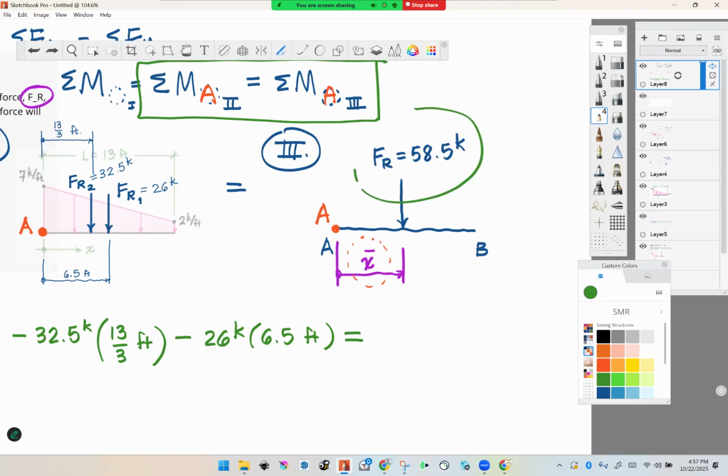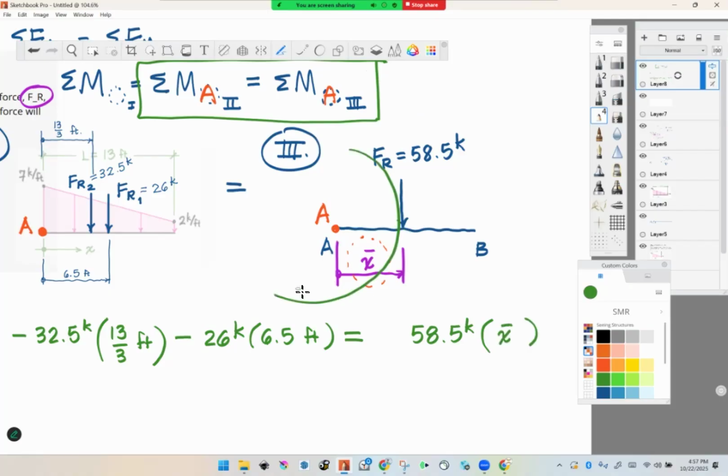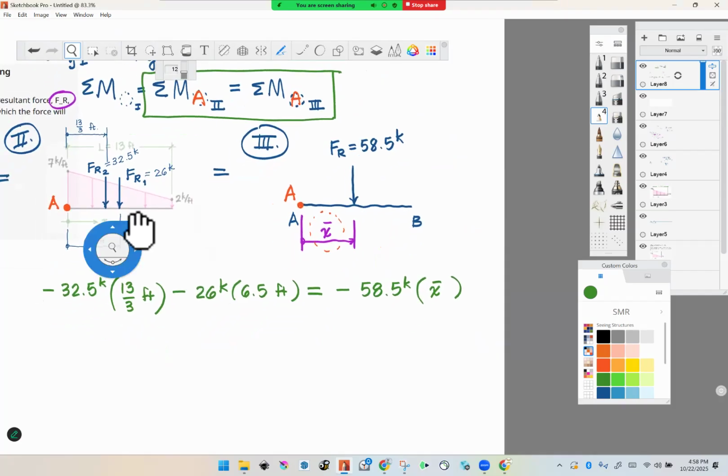And on the right side of the equation, I've got 1 term. It's 58.5. The distance is what I'm looking for, that's x bar. And the sign is clockwise, negative, thumbs down. All right. All the kips cancel out. So for my calculator operation, I'm also going to divide everything by -1. So it's going to result in this calculation.